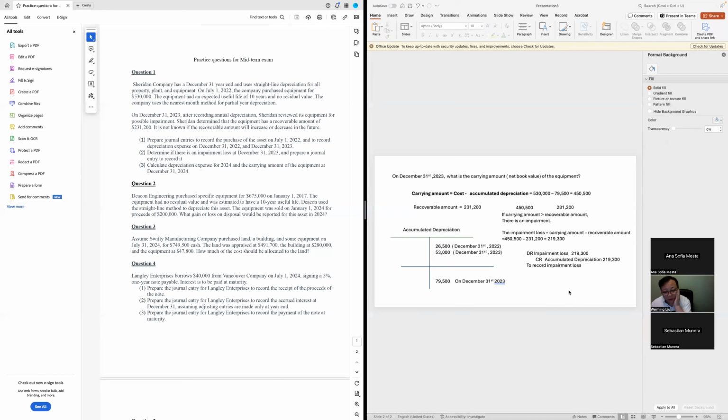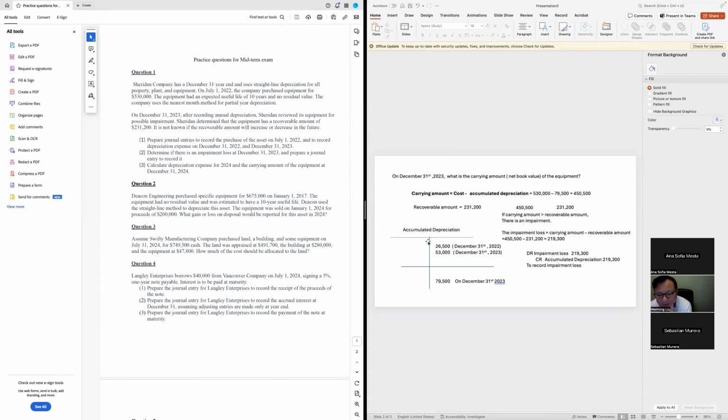Okay, are we okay with this? Second, the second question asks us if there is impairment loss and to prepare the entry to record the impairment loss. Are we okay with this part of the question? Yeah, I am. How about you, Sebastian? Can you hear me now? Yeah, I can hear now. Are you okay with question number 2?